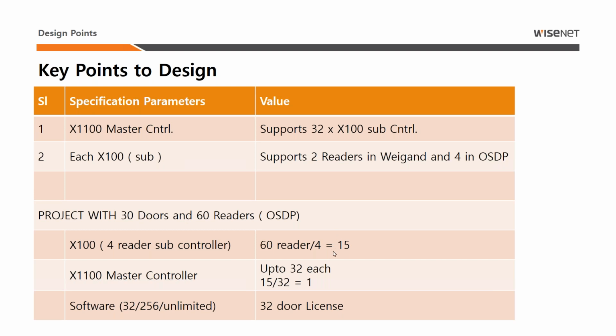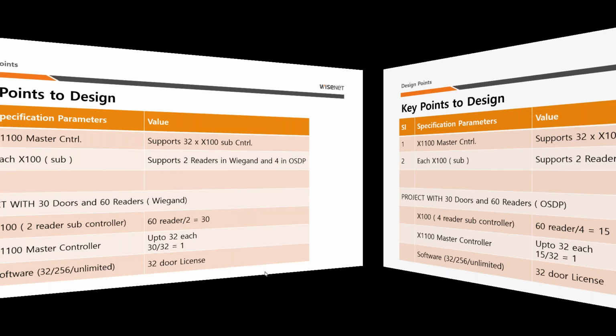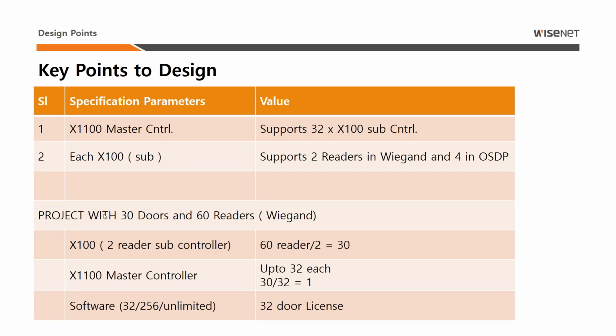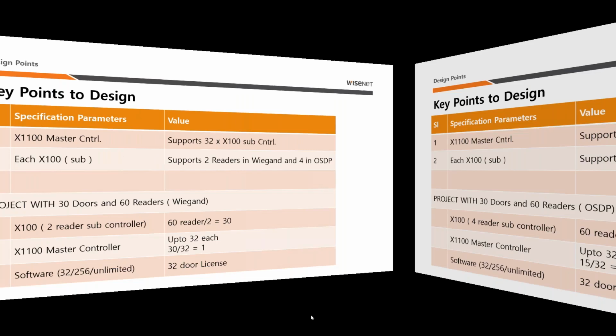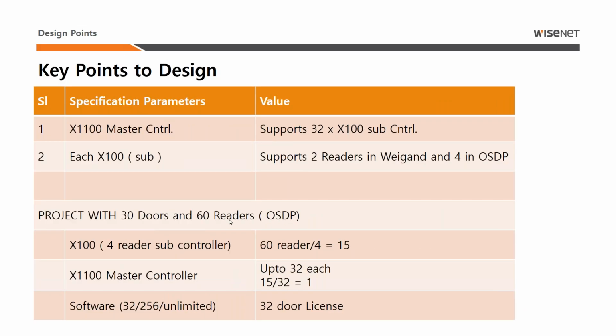So you need a subcontroller. You have done that. Now the master controller. Let's do the Wiegand method. 30 by 32, 1. How many doors do you have? 30 doors. So a 32-door license. Now I have 30 doors, 60 readers.